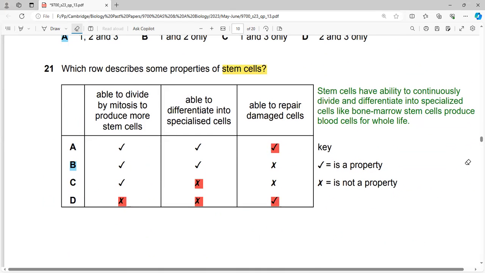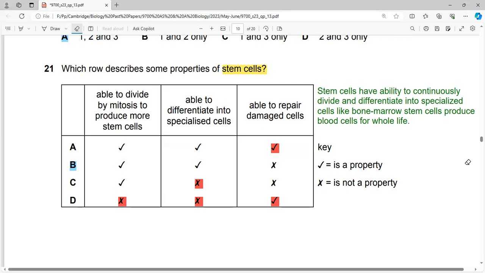Which row describes some of the properties of a stem cell? Stem cells have the ability to continuously divide and differentiate into a specialized cell. These stem cells have a capability to divide. Why? Because the telomerase enzyme is continuously produced in these cells, and after division, when the telomere length is decreasing, they are continuously repairing their telomere. So that's why these cells can divide again and again, number 1. And number 2, after division, they are able to convert into a specialized cell.